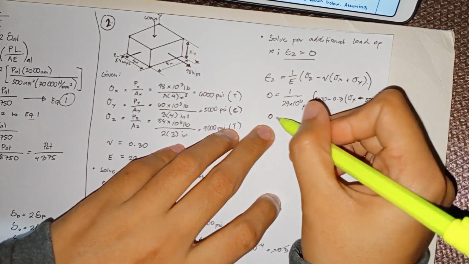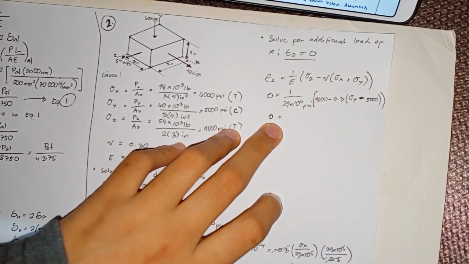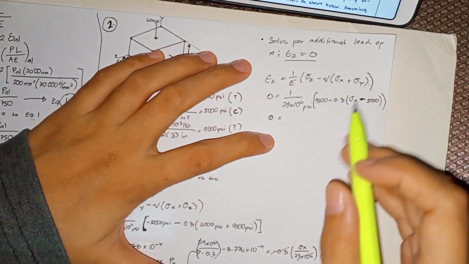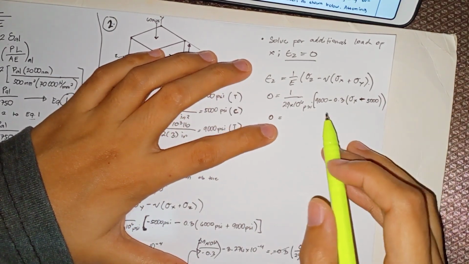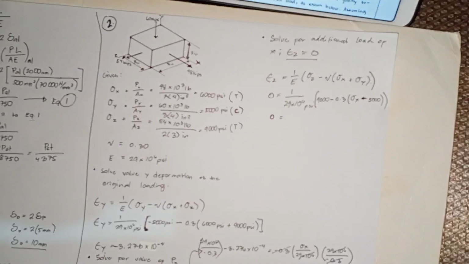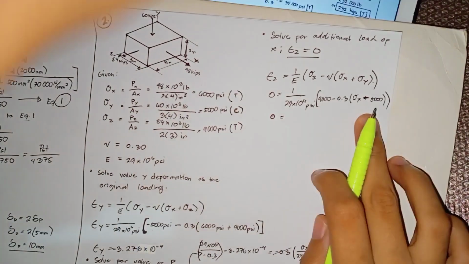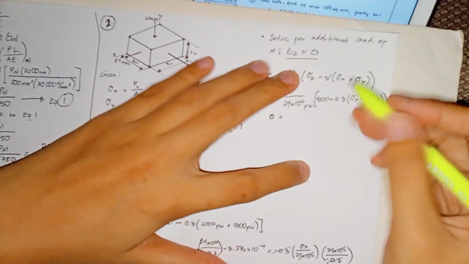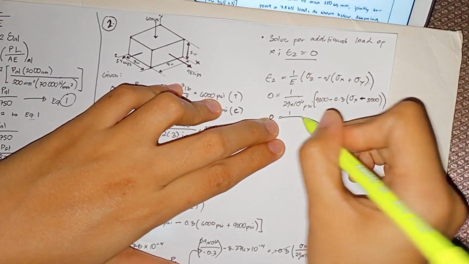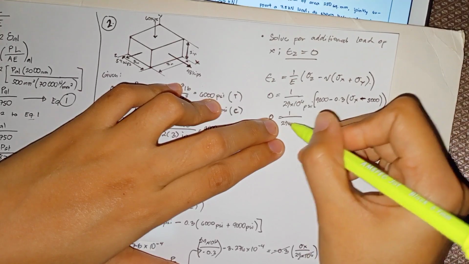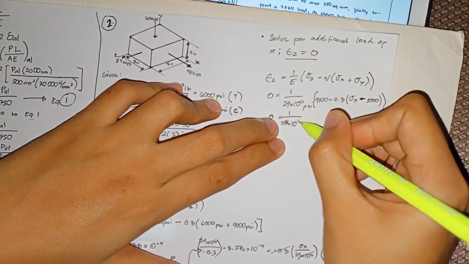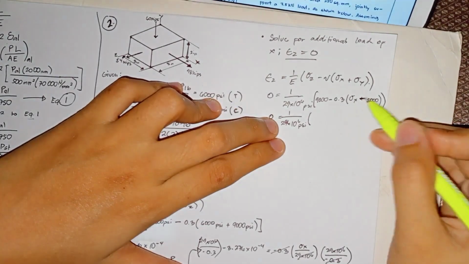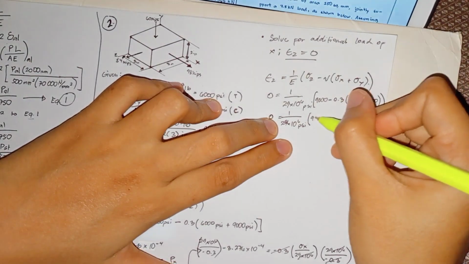Pwede naman natin gamitin ng calculator. Pwede natin gamitin yung shift solve. Pero mas mabuti kung makikita natin kung paano natin siya isosolve. So, ang first na gagawin natin is isi-simplify natin ito. So, pag simplify natin, copy lang muna natin to. Parang simple lang. Times 10 raised to 6 psi. Multiply by, ito siya, distributed natin.